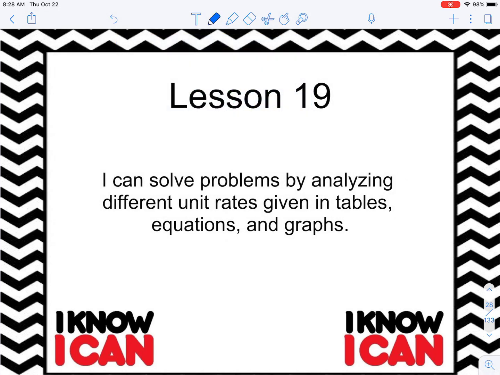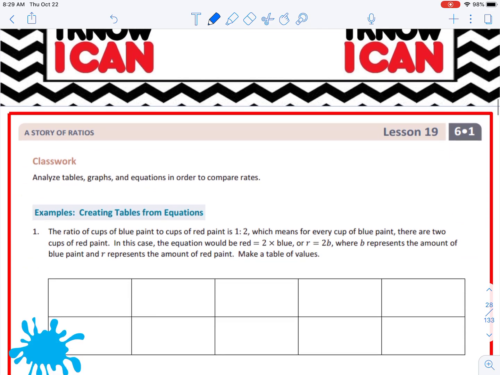So, today's objective tells us I can solve problems by analyzing different unit rates given in tables, equations, and graphs. So, they're going to give us two different unit rates, and we're going to have to find them on either a table, in an equation, or on a graph. And we're going to have to compare two different unit rates and see which unit rate is either faster, better, more efficient, things like that. Okay, so let's go ahead and move on.